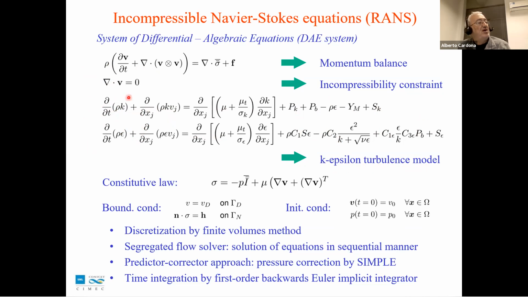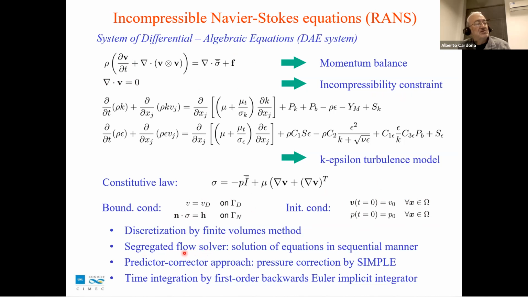But the system of equations to solve is this system of 3 plus 1 plus 1. We have 5 differential equations together with an equation of constraint which imposes the incompressibility. There are, of course, boundary conditions. This system is discretized by using the finite volumes method.